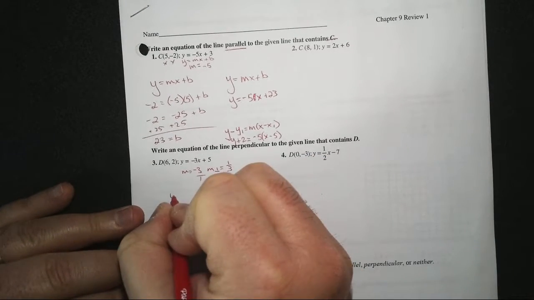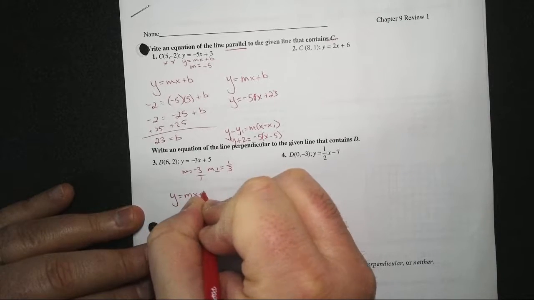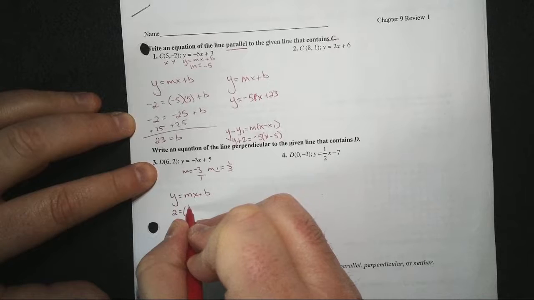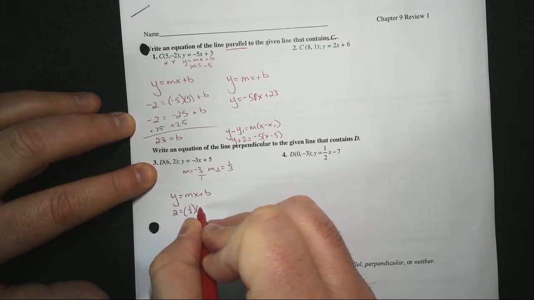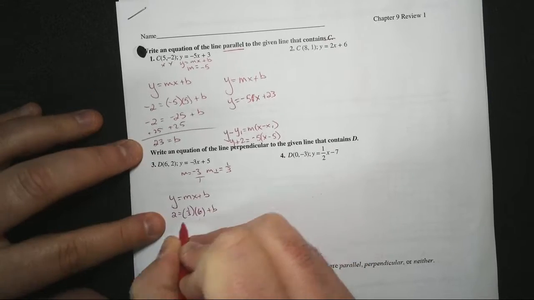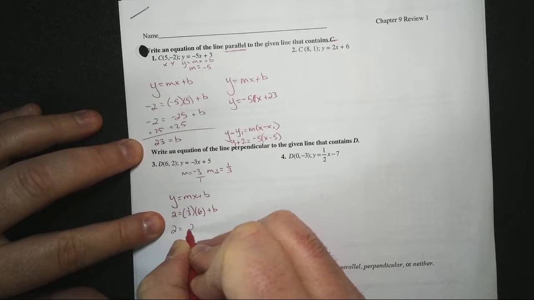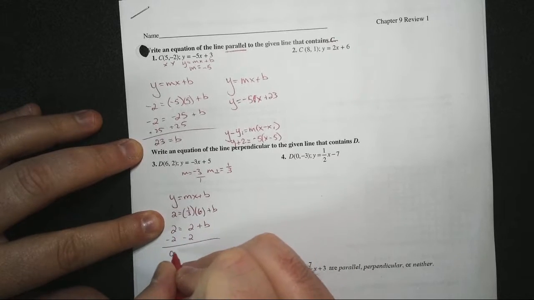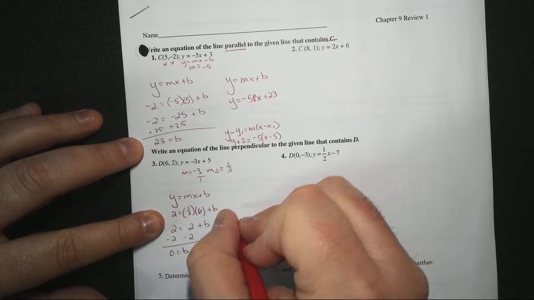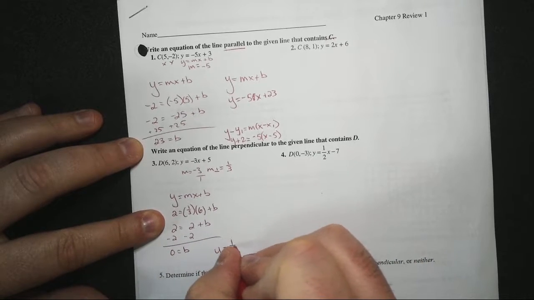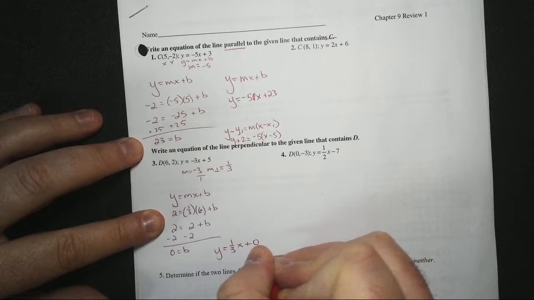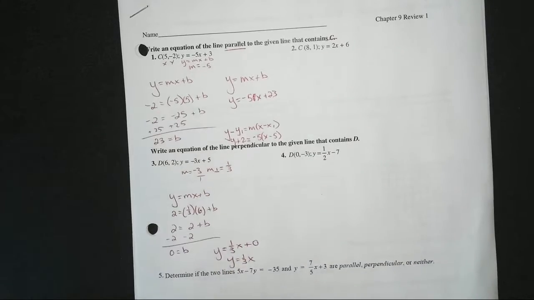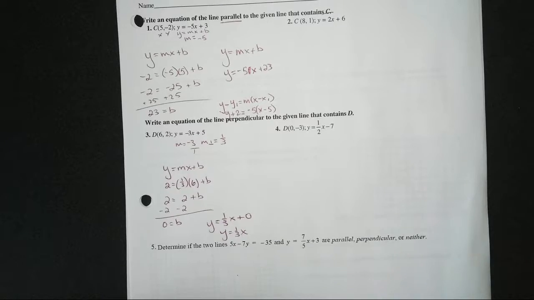Okay? And we're going to do the same thing. We take y equals mx plus b. We plug in our point. So 2 for y, m is 1/3, x is 6, plus b. We combine like terms. This gives us 2. We subtract to solve for b. Here we get b is equal to 0. And so then my equation is y equals 1/3 x plus 0, or just y equals 1/3 x. Okay? Do the same thing over for this one.